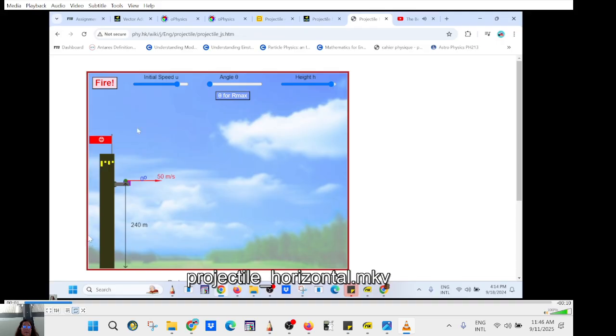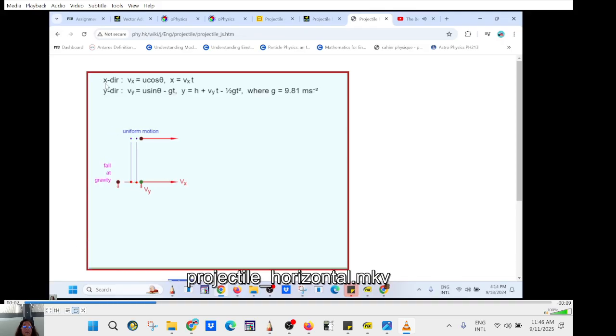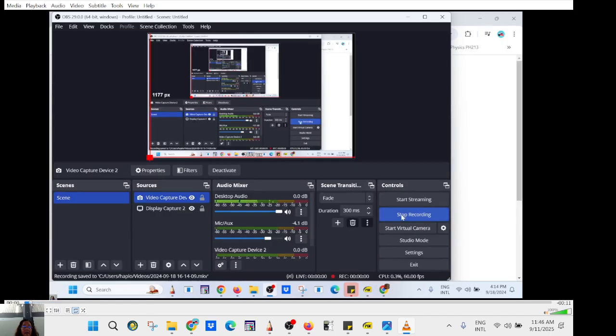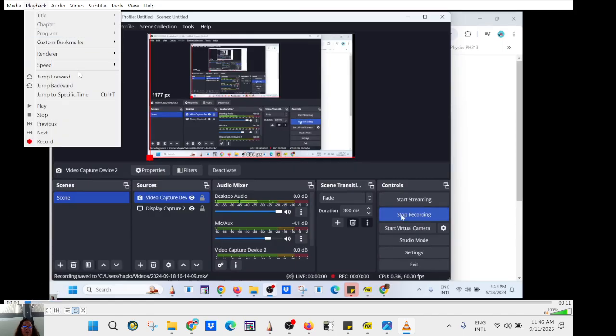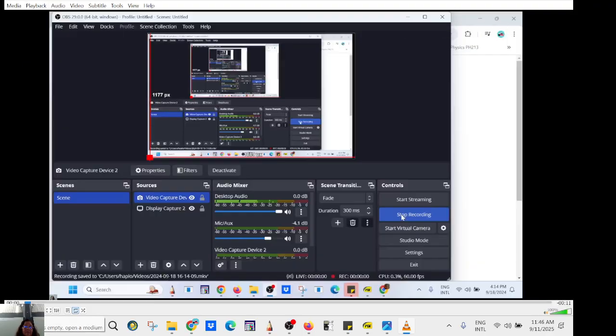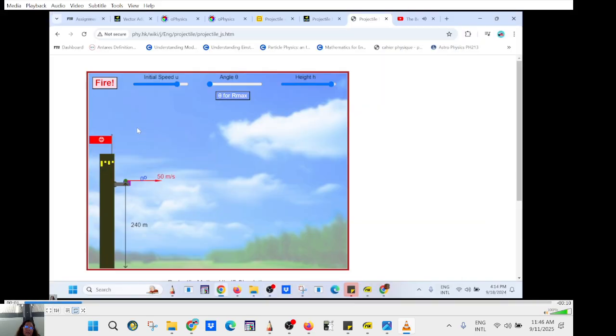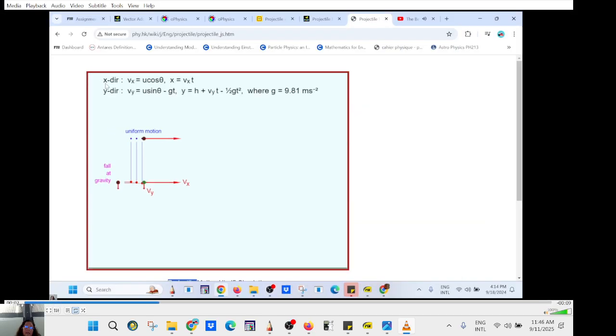There was an app, but for me it was easier this way. Playback, slower. Look, can you see?